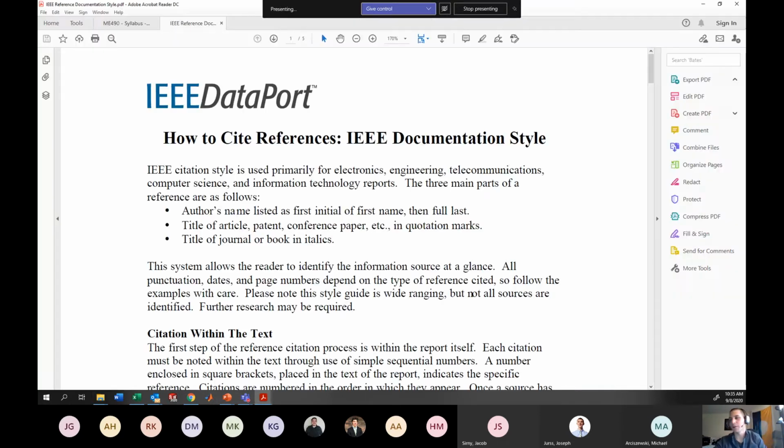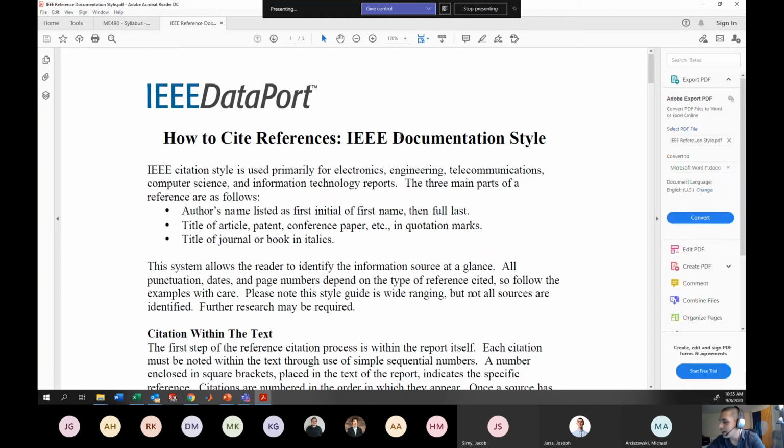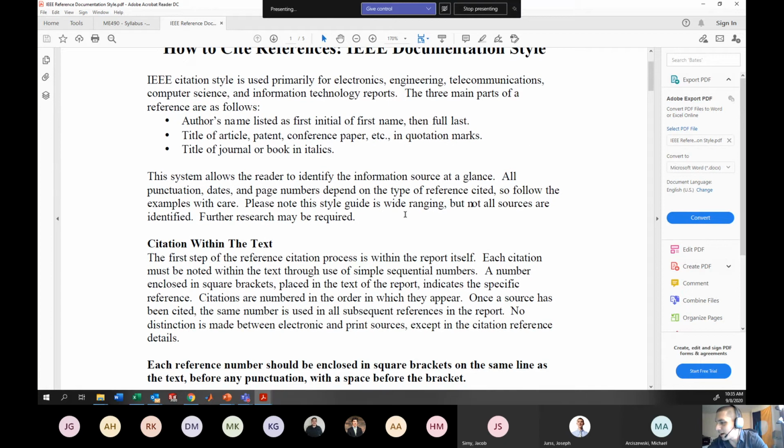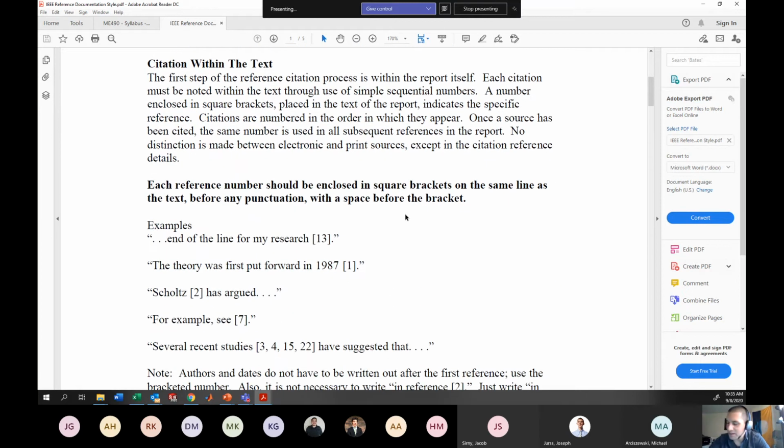Okay, so I'll bring that here. You can take a look. How to cite IEEE documentation style. If you're referencing a journal article, a web article, lab report, news article, and so forth, this document will tell you how to do that properly. The basic idea is that you're going to put bracketed numbers behind anything that you're referencing.